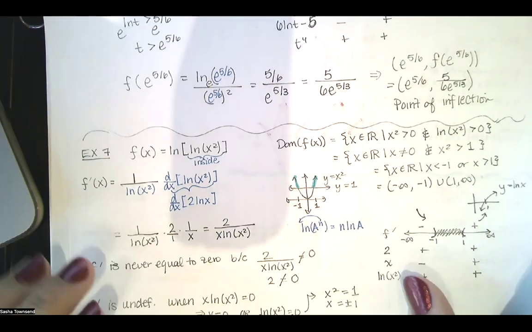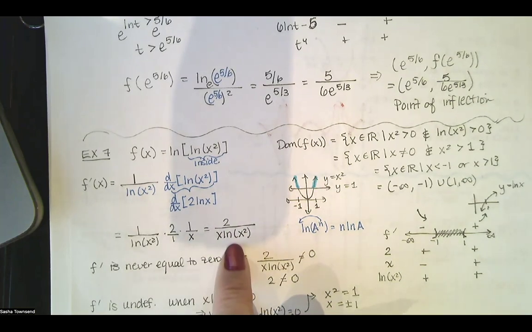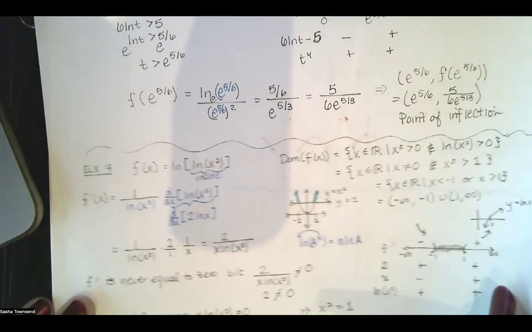So we've got that. And if we want to, we can find the second derivative of this function by differentiating this function. That's possible as well. I think I want to do that. Let's look at the second derivative. F double prime is the derivative with respect to x of 2 divided by x times the natural log of x squared.